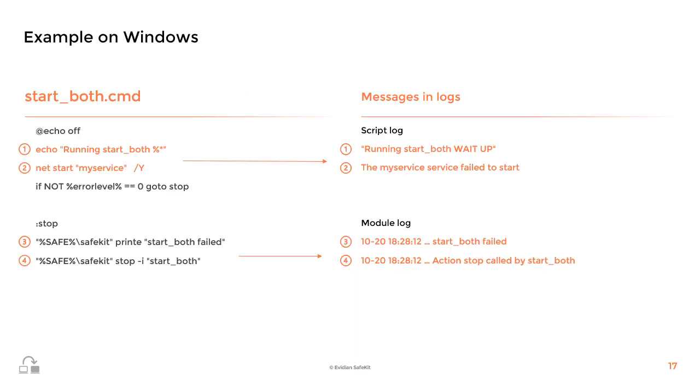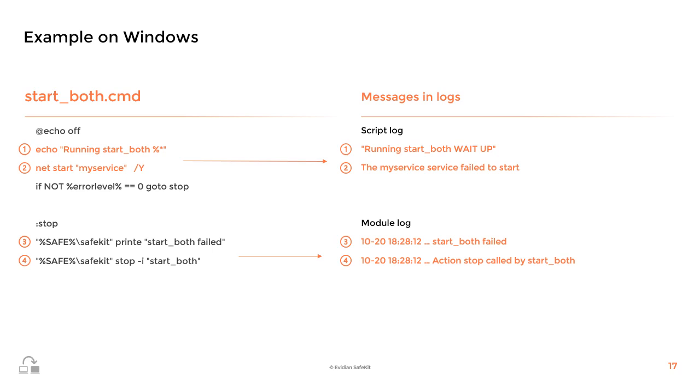Let's now explain how to log messages from a restart script, either in the script log or in the module log. As shown in points 1 and 2 on the slide, all output messages of startboth go into the script log. Thus, for debugging purposes, you can write specific messages in the script log just with the echo command. More generally, you will find the outputs of service startups and stops in the script log, along with any potential error messages that can help with debugging.